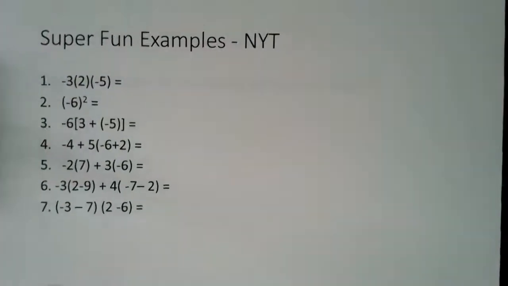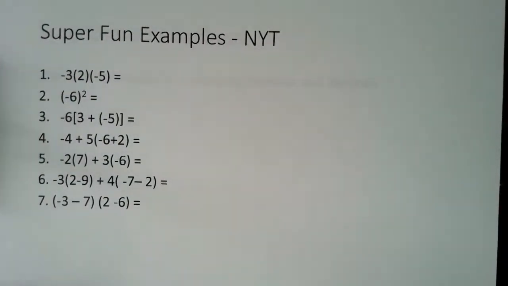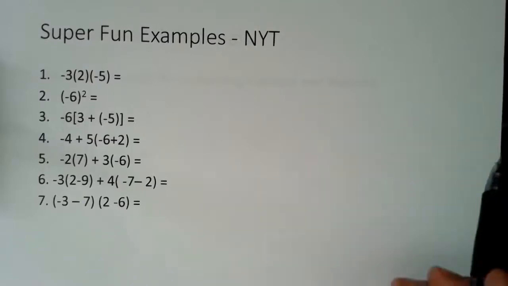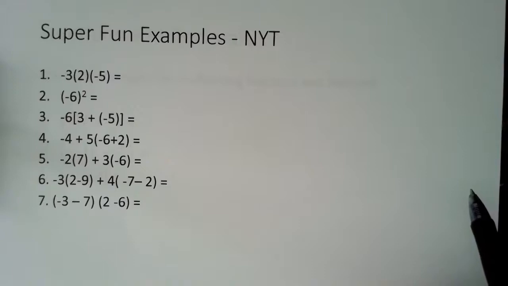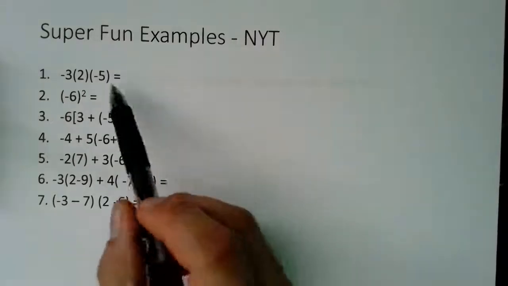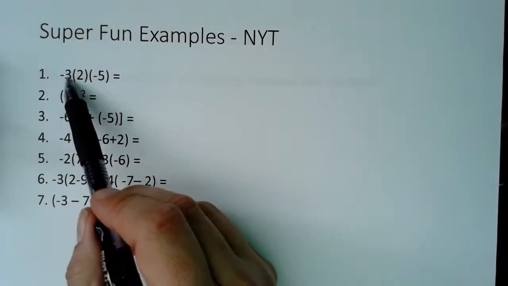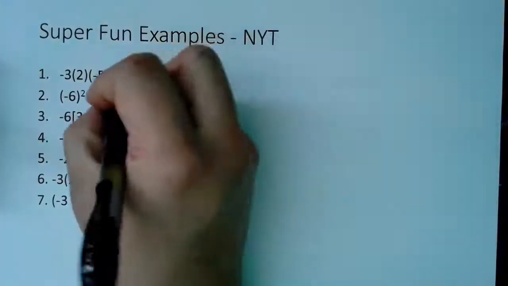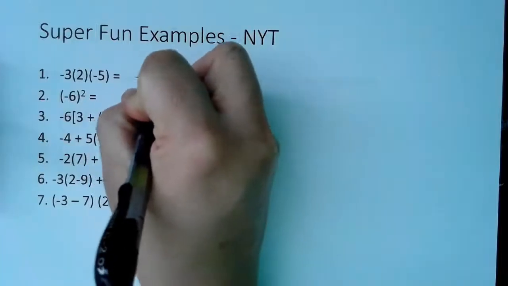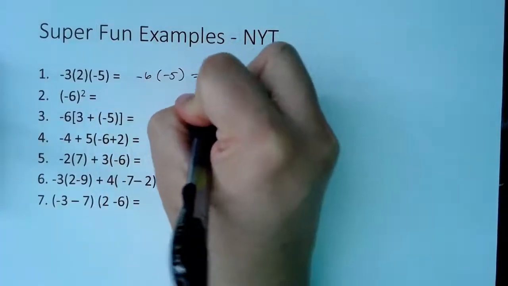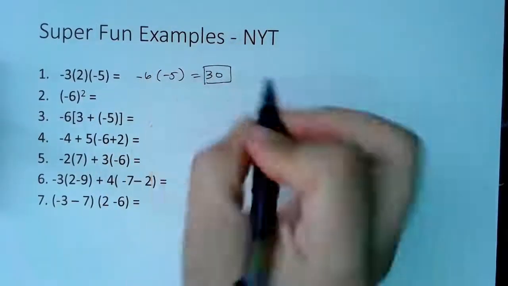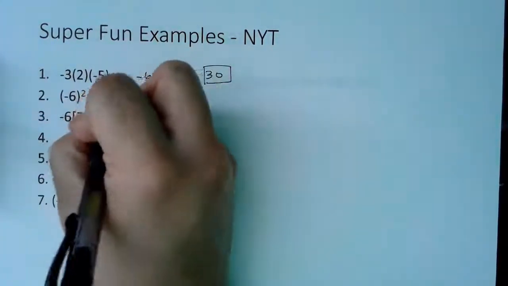All right, so let's do some super fun examples. Again, as always, you can pause this and try them on your own, and then let's go through them together. Here you just have negative 3 times 2 times negative 5. So that's going to be negative 6 if I just go from left to right, and then negative 6 times negative 5, which is positive 30. Negative 6 times itself, that's 36.